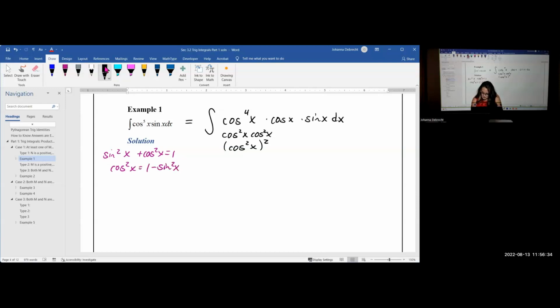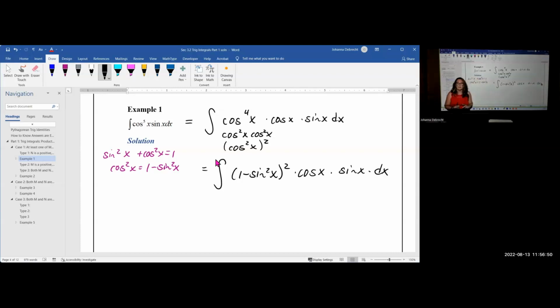So then we do a substitution. So this gives me the integral of 1 minus sine squared of x, quantity squared, times cosine of x, times sine of x, times dx. Right? Now you may be thinking, yeah, but that's worse, right? You took something that looked not too awful and now you've made it into something even more complicated. Yes, but now I can do u substitution. So what I'm going to do now is I'm going to choose my u appropriately.